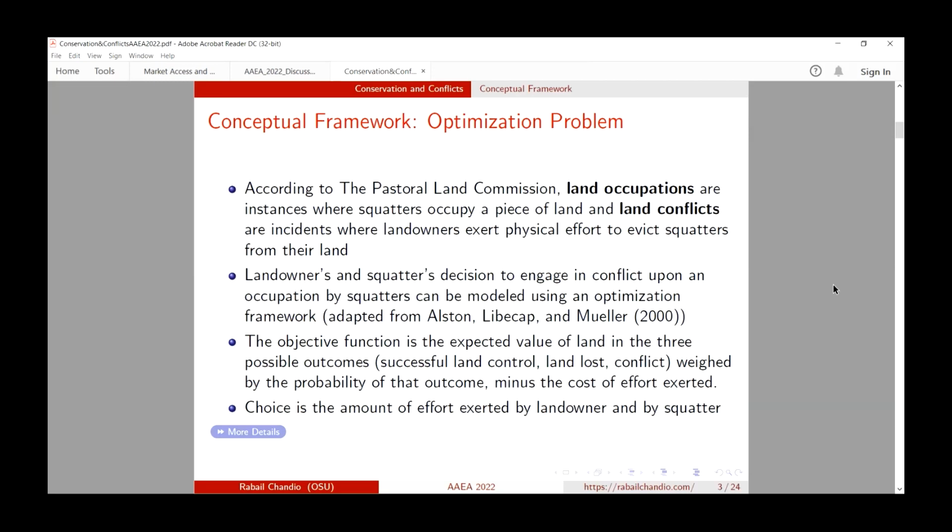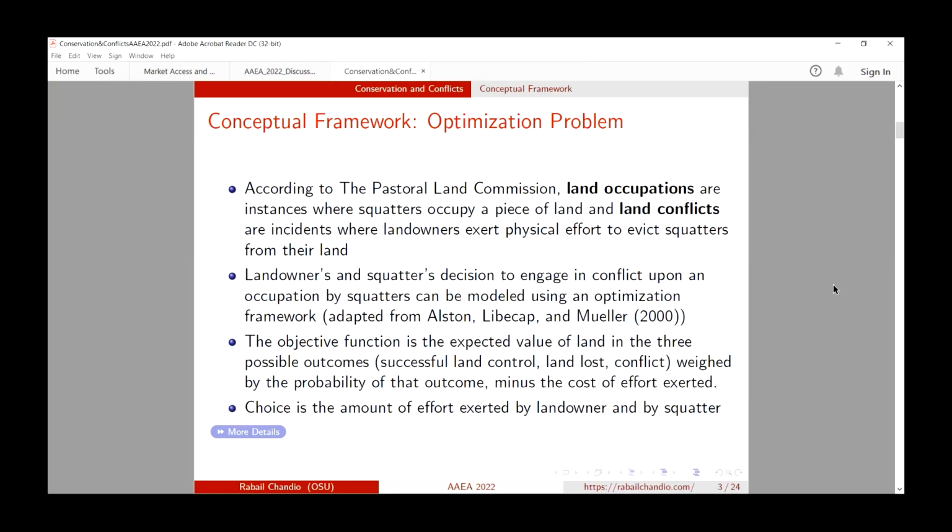So land occupations are instances where squatters will go physically sit on a land or establish their residence on a land and then just claim that from today onward, we'll just settle here. This is my land. If anybody has a problem with it, come fight with me. And when somebody does fight with them, which is often the landowner whose land they are occupying, that results in a land conflict. So every conflict begins with a land occupation.